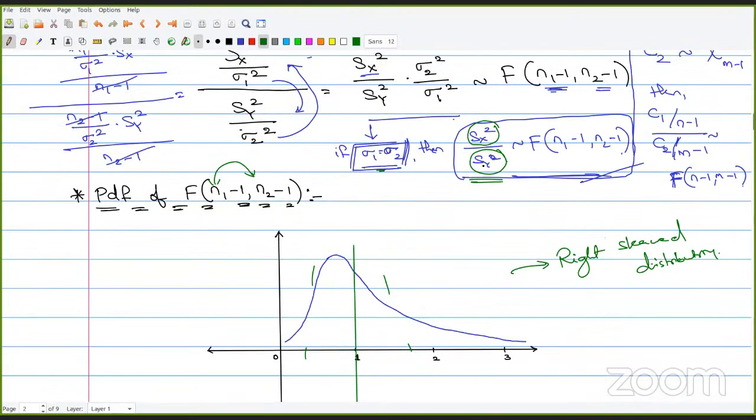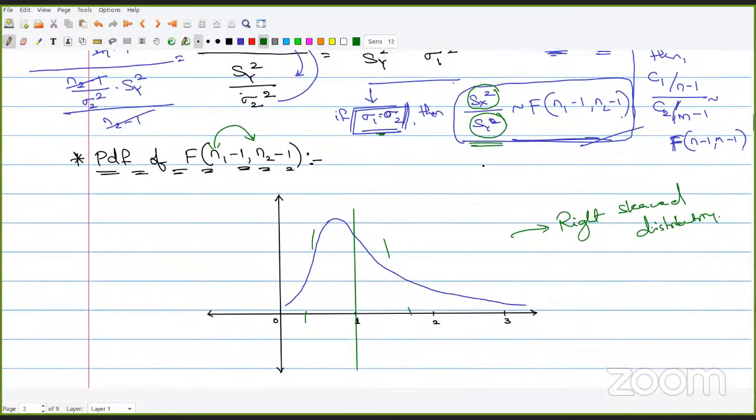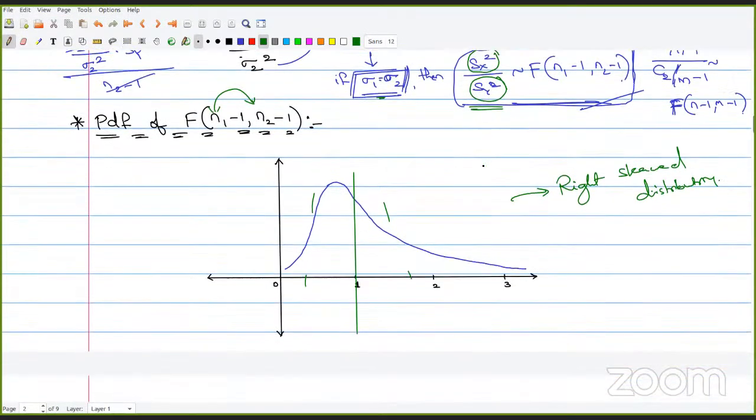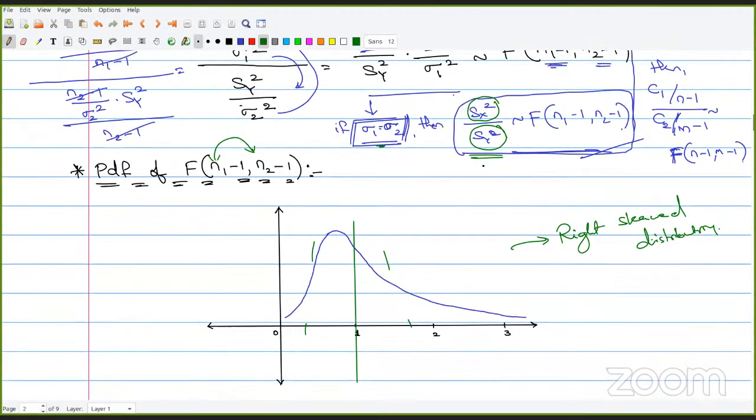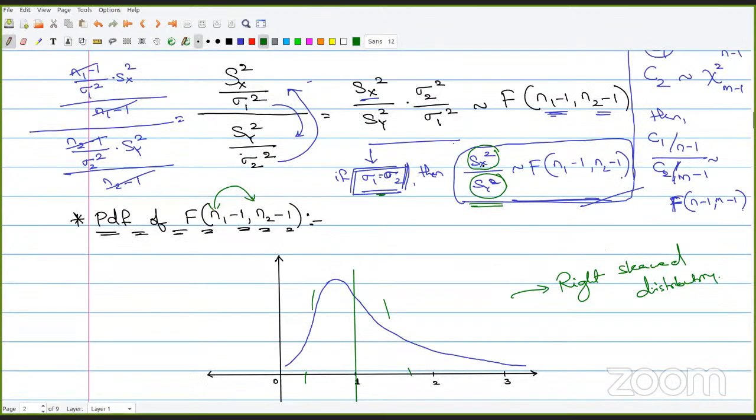So this is what the PDF of F distribution looks like. If the variances are equal, you just divide the sample variances. That will follow F distribution. If the variances are not equal, then multiply it by sigma 2 square by sigma 1 square, and then that will follow F distribution.